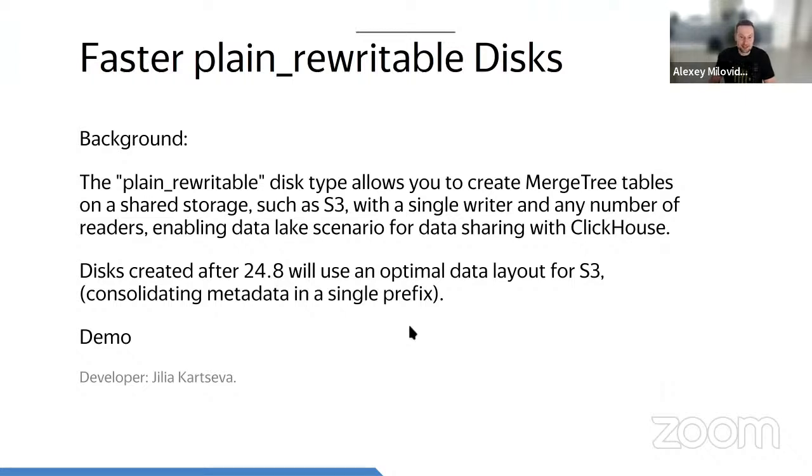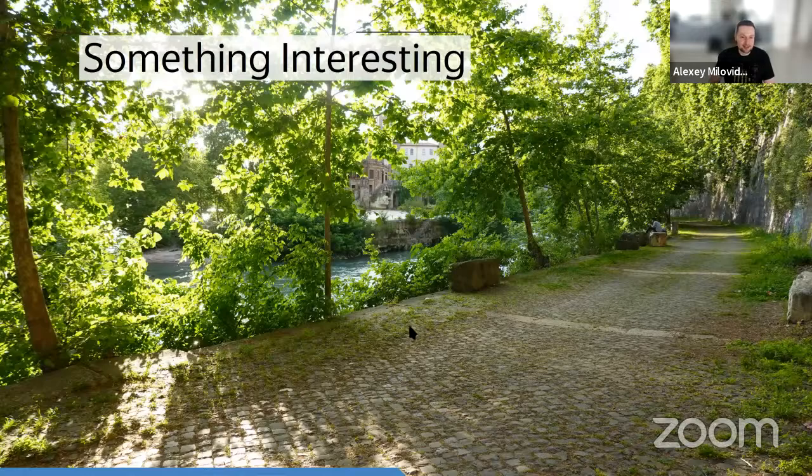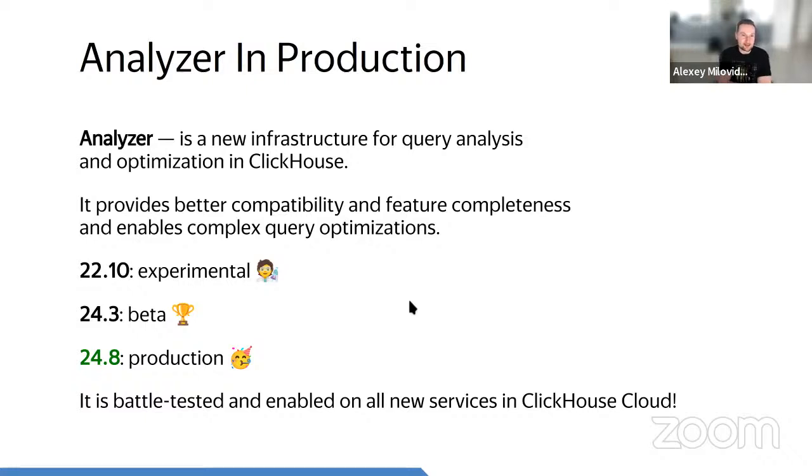Okay, let's take a look at something interesting, something unusual. And the first item is analyzer in production. Most of you already know what the analyzer is, but who does not? Let me explain. Analyzer is a new infrastructure for query analysis, for query optimization. So it enables complex queries in ClickHouse that were not possible before. With analyzer, these queries worked. Without analyzer, they did not.